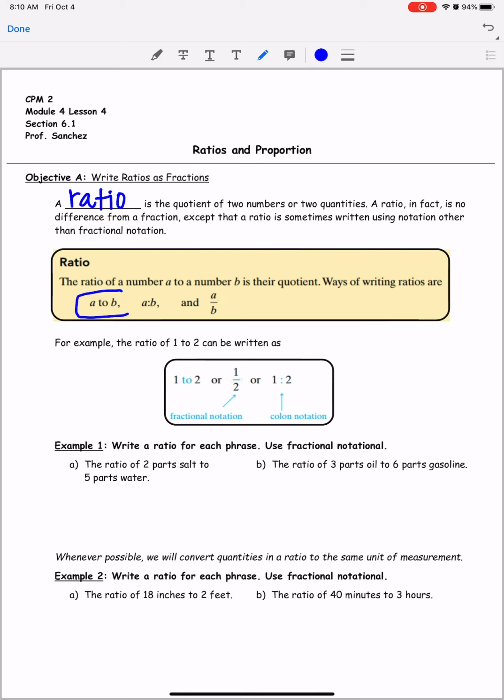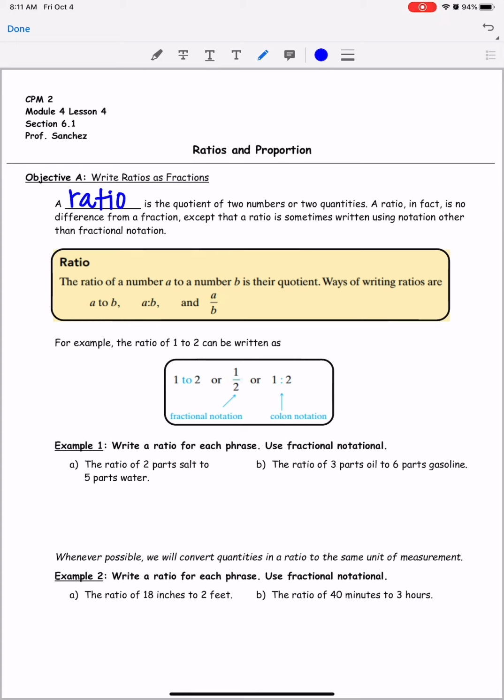You can say A to B. So if I'm using 1 and 2, that'd be like 1 to 2. You can use this colon notation. So 1 colon 2, and that still reads 1 to 2. Or our commonly used one, fraction notation, 1 over 2, which is still 1 to 2. Now, unless it tells you how to write it, any of these three ways are okay. But in both of our examples, it is going to tell us to use fractional notation, so I do need to use this one here. But if it doesn't say, any of those three are acceptable.